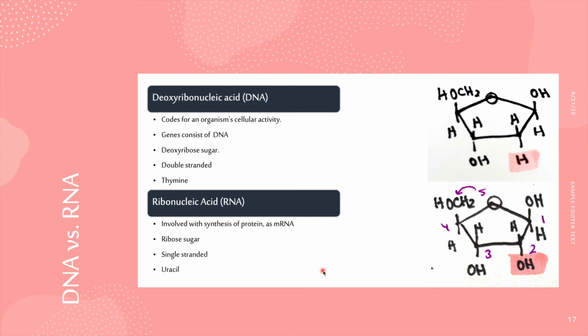So, if they give you a nucleic acid diagram on the AP, the best way to distinguish between DNA and RNA is to see if it's single or double-stranded and to see if it has thymine or uracil.